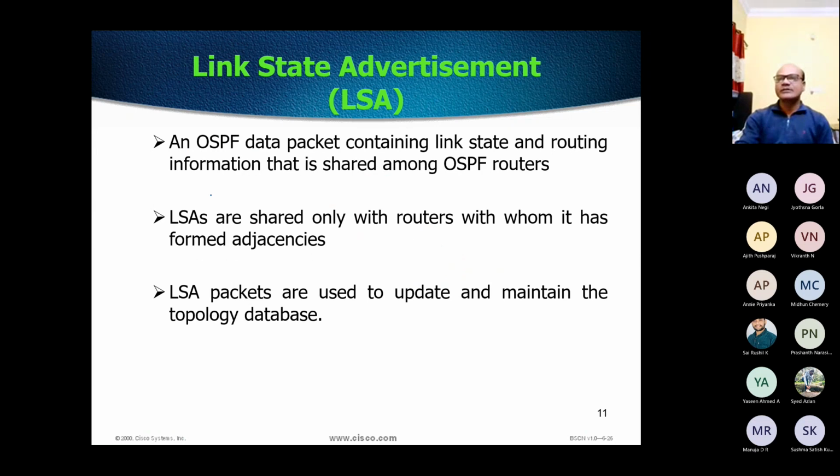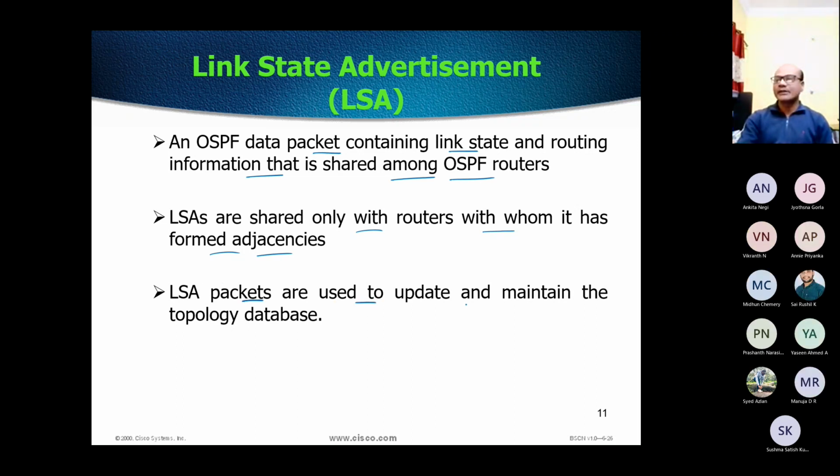LSAs are OSPF data packets that contain the link state and routing information shared among the routers. Once the adjacency is formed, it shares the entire update with the neighbor router. LSA is shared only with the router with which it has formed the adjacency. It will not send to all, only to the neighbors with which it has formed neighborship.